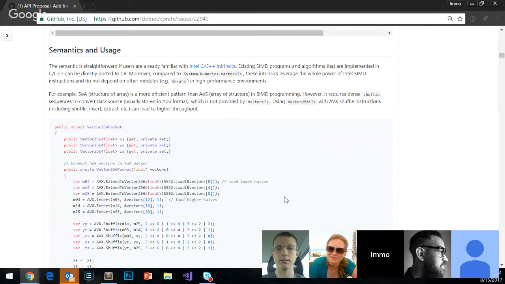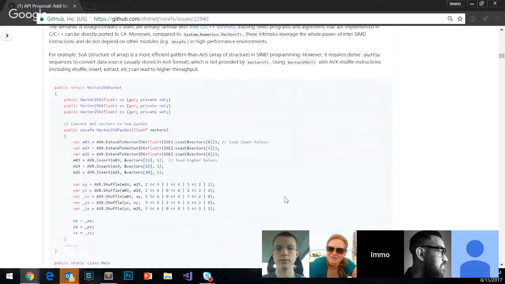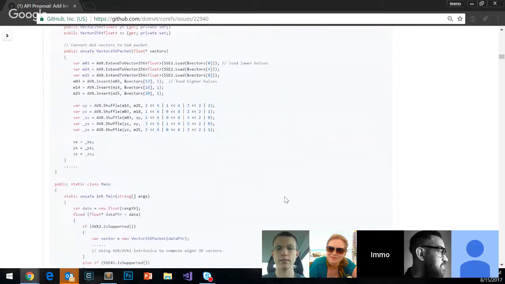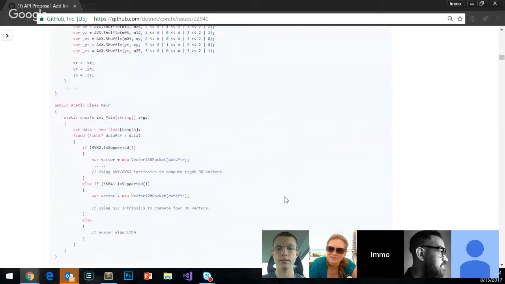Was it intentional not to have the IsSupported check in this example? I'm sorry, the IsSupported check. Right. So it's in the main. So that's the function, and then this is the main.